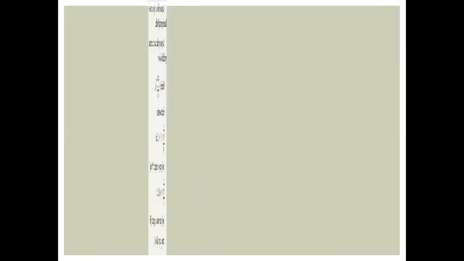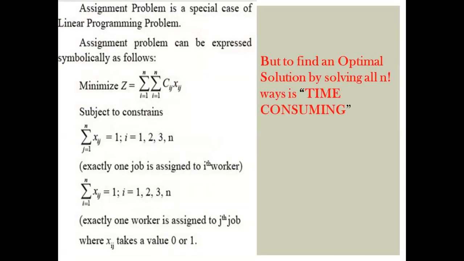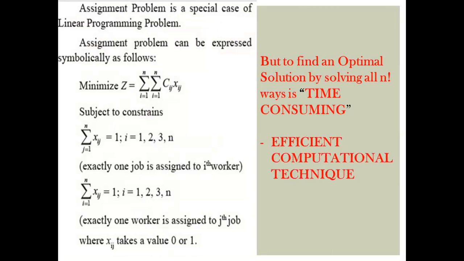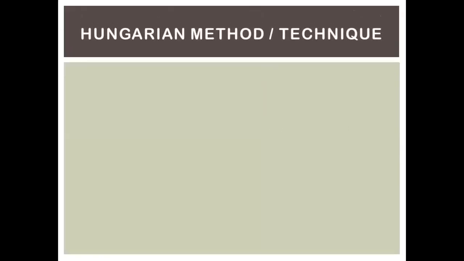As you all saw yesterday, we stopped on this particular slide, wherein we discussed that in order to find the best optimal solution, we can't solve all the problems by calculating n factorial ways, because this is very time consuming. There is a need for a technique which is efficient and computational enough so that we can derive the best possible solution to the problem given. The technique we'll be studying today is called the Hungarian method.